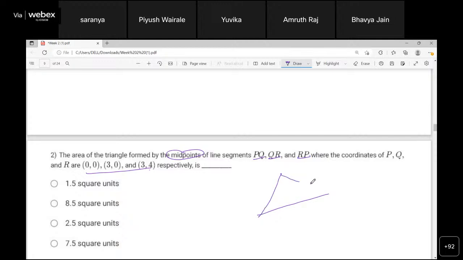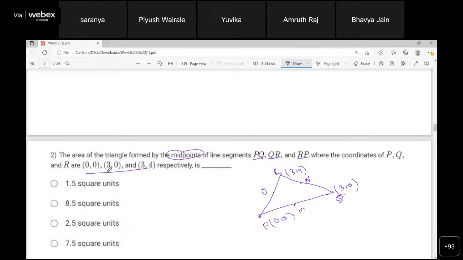So let me draw the triangle. This is my P, this is my Q, this is my R, 0 comma 0, 3 comma 0. This is PR. What is it saying? The area of a triangle formed by the midpoints of the line segment PQ. So this is PQ, this is my midpoint, say M, this is QR, this is my midpoint, say N, and this is RP, this is my midpoint, say O, right?